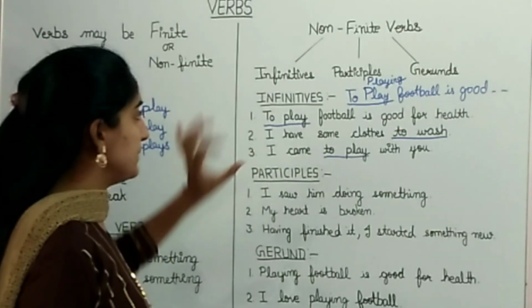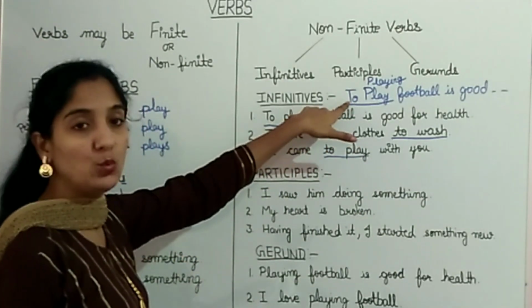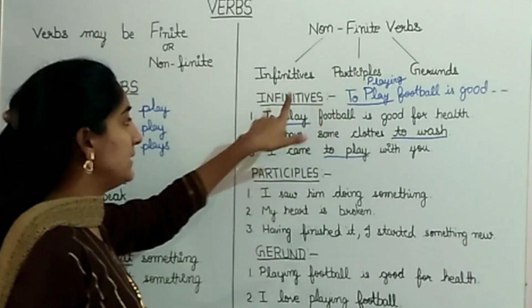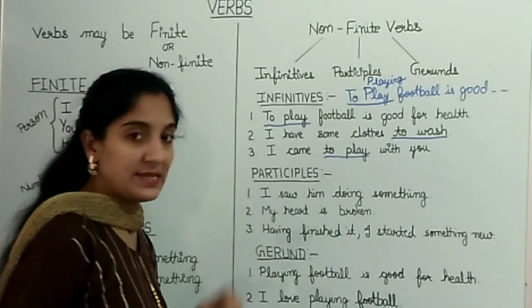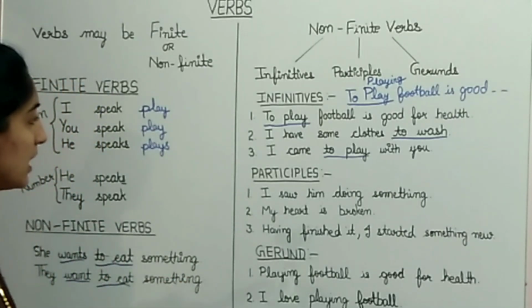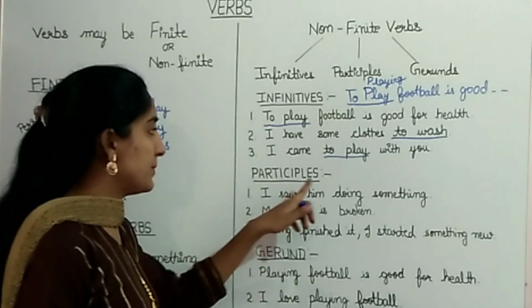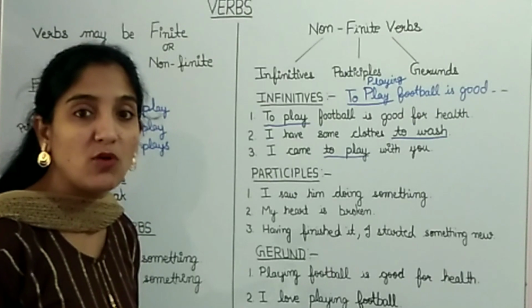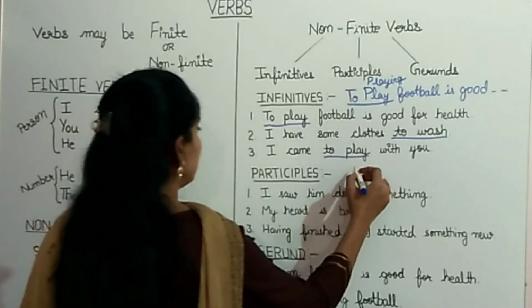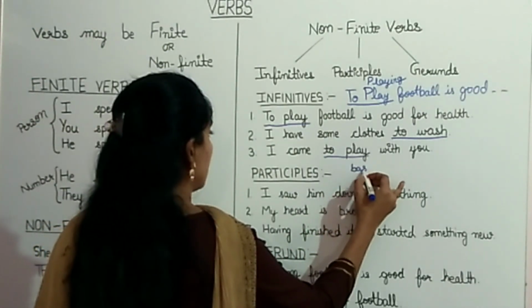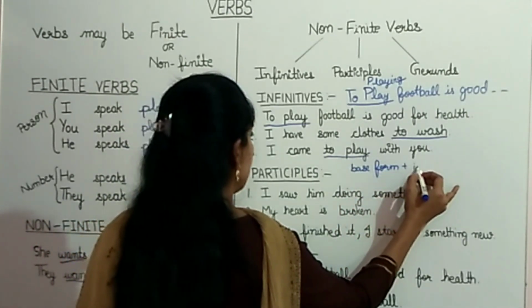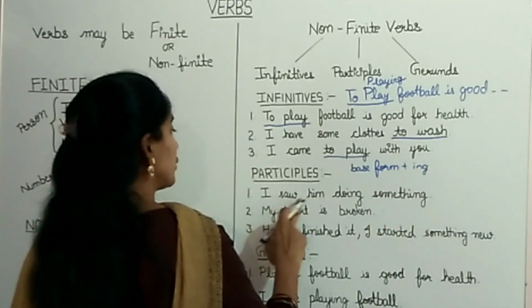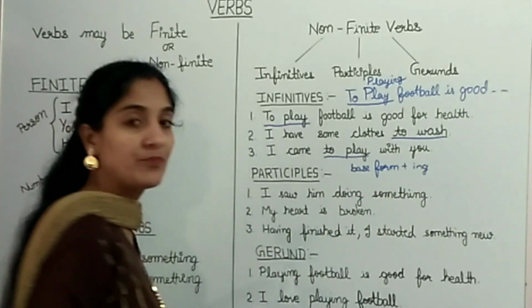So infinitives means when you add to before the verb. That is infinitives. Second one is participles. Participles are the base form of the verb plus ing. Here, I saw him doing something.